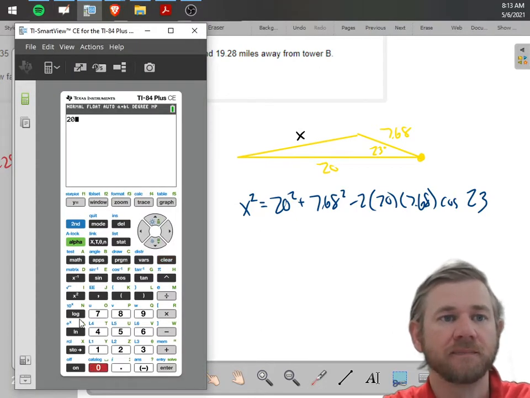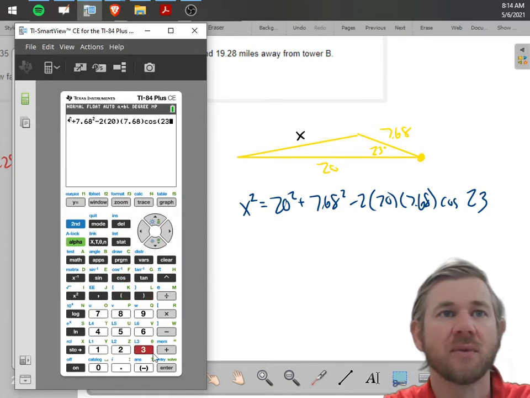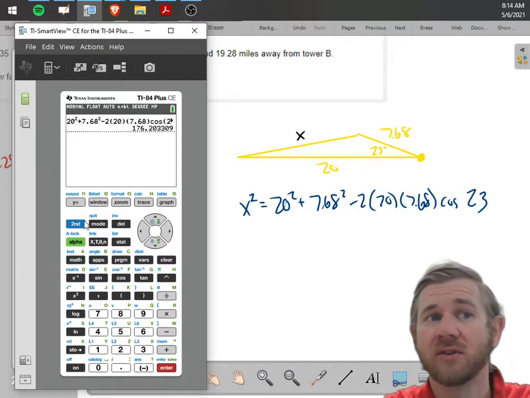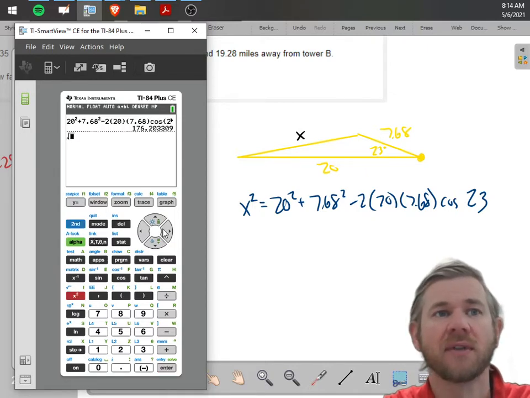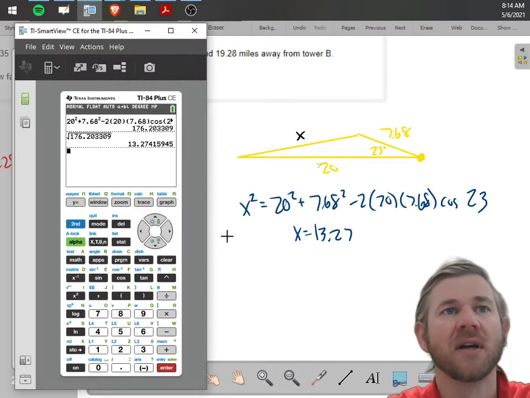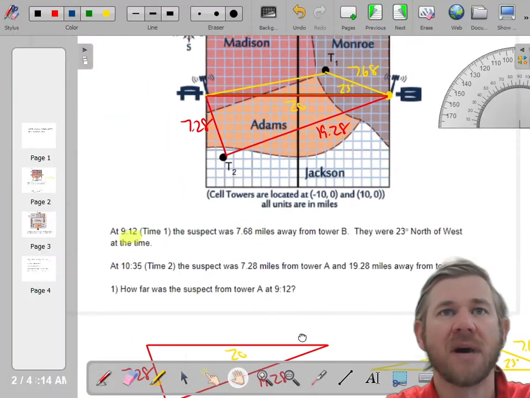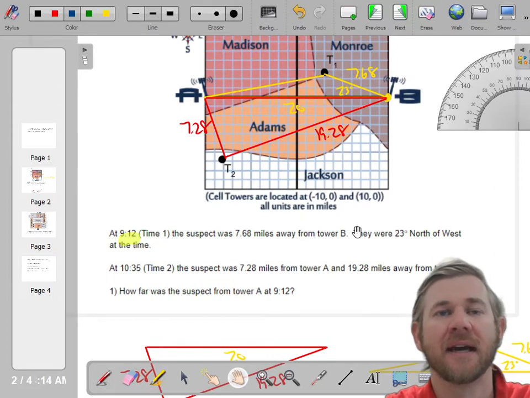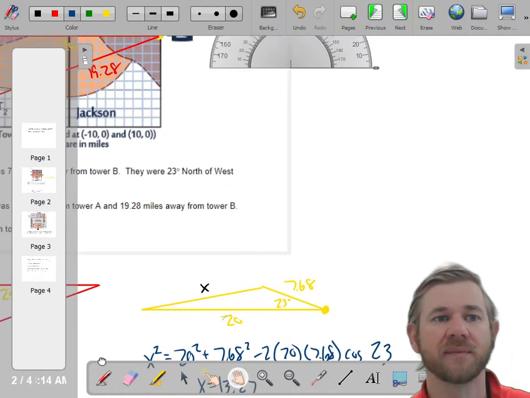So this is very much just type it in the calculator. 20 squared plus 7.68 squared minus 2 times 20 times 7.68 times the cosine of 23. And that's x squared. So to find x, I will square root that and get 13.27. So x equals 13.27, which means the person was 13.27 miles from Tower A at time 1. So this is 13.27.